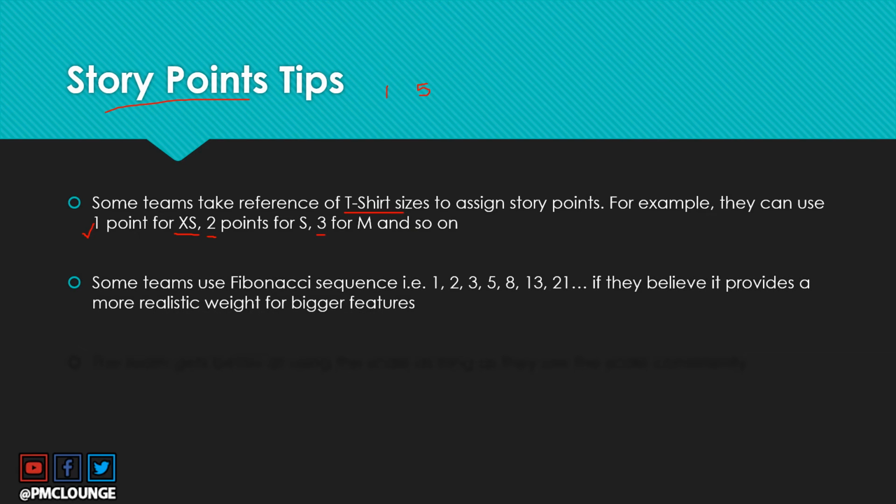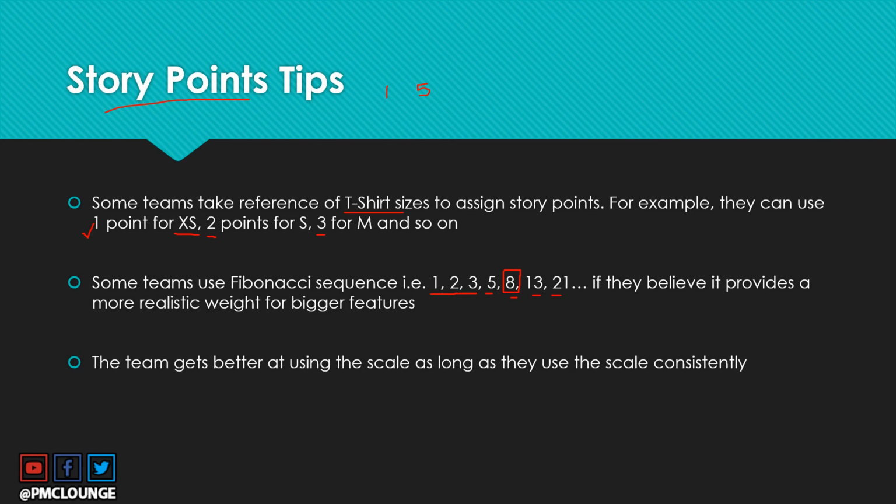Some teams can also use the Fibonacci sequence, that is 1, 2, 3, 5, 8, 13, 21, and so on. So some teams feel that if there is an extra large feature, instead of giving it a value of 5, it should get a value of 8, because that is more realistic. So they may opt for using the Fibonacci sequence to give story points to their user stories.